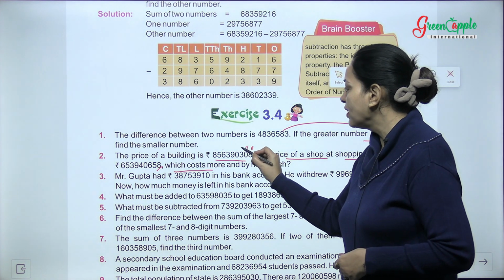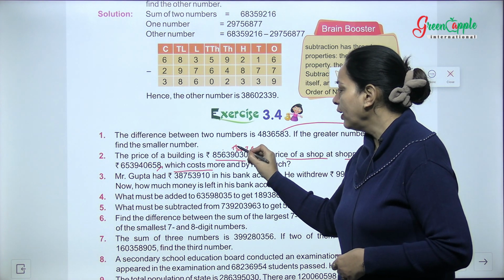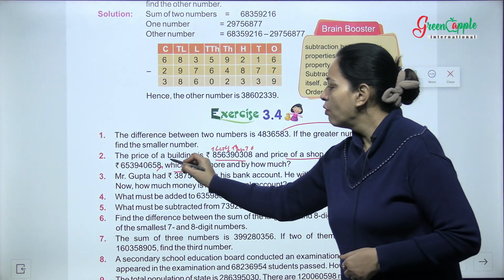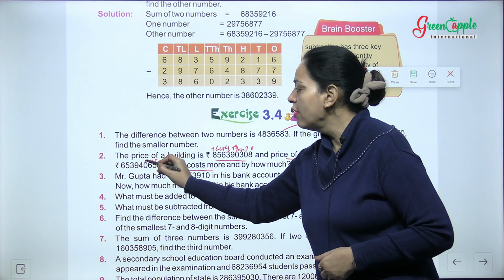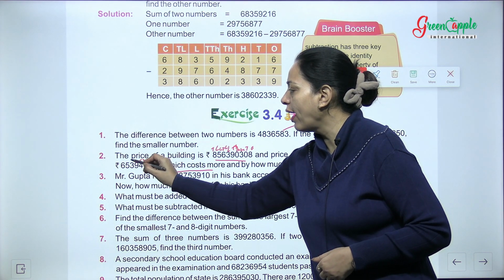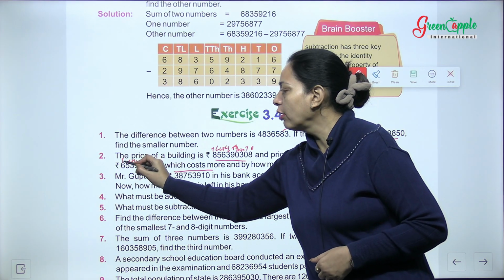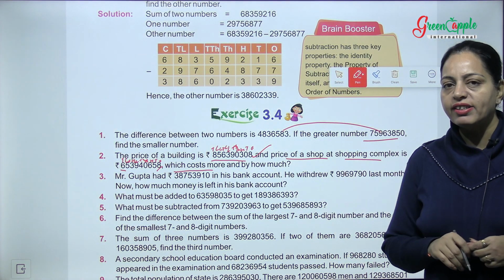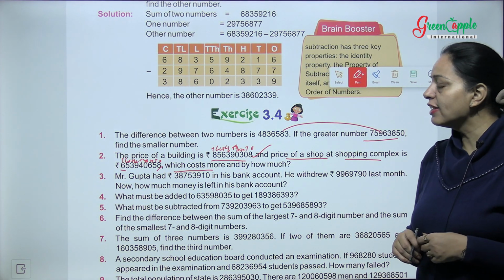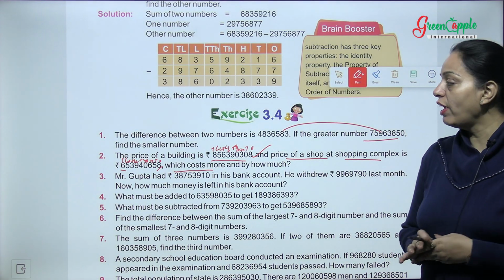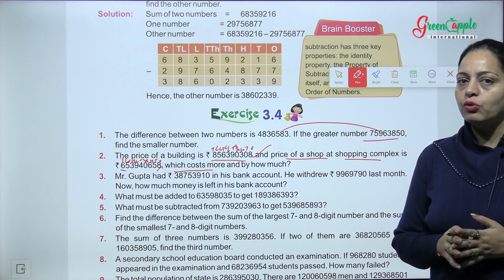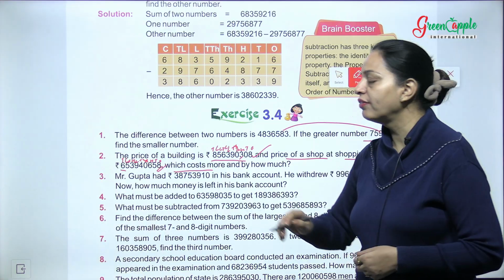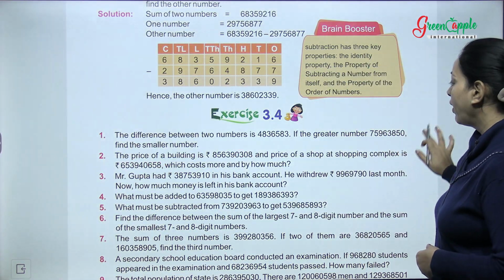So ones, tens, 100, 1000, 10,000, lakh, 10 lakh, crore, 10 crore. And this is ones, tens, 100, 1000, 10,000, lakh, 10 lakh, crore, 10 crore. So this is 6 and this is 8. It means this is greater. So the price of building is more, and kitna zyada hai means we have to do comparison, and whenever we do comparison then we have to do subtraction. So from this we have to subtract this number. So I hope you can try the remaining parts.